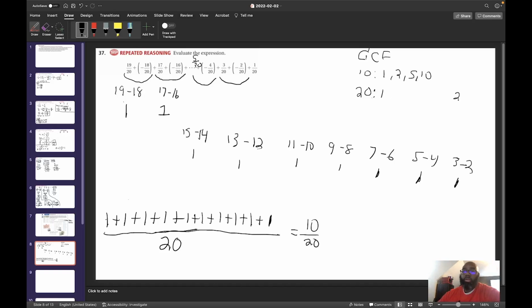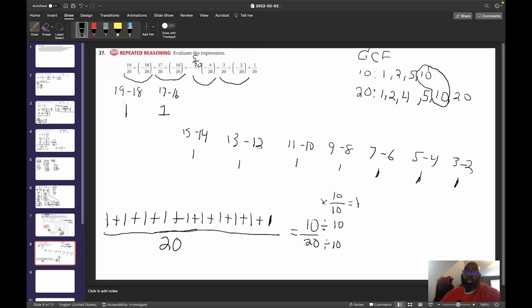1 times 20 is 20. 2 times 10 is 20. 3, no, but 4, yes, because 4 times 5 is 20. So there's all your factors. Your greatest common factor, 1 is common, 2 is common, 5 is common, but 10 is the greatest common factor. So we're going to come here, we're going to divide the numerator and the denominator by 10. Or you can look at it as multiplying this fraction by 10 over 10. And remember, 10 over 10 is really just equivalent to 1.